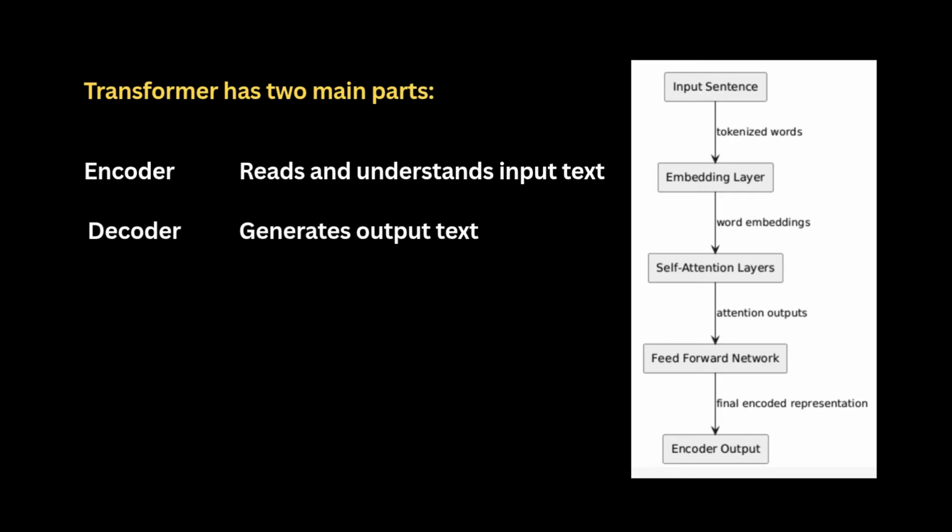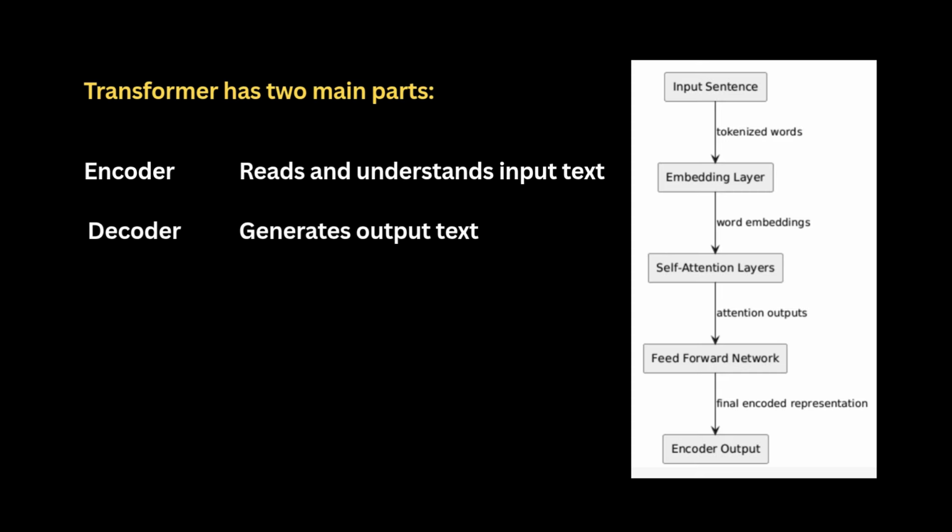Now let's understand the basic transformer architecture, how it looks. It mainly consists of two parts, the encoder and the decoder. The encoder reads and understands the input text that you provided, and the decoder generates the desired output. Internally, we have the input sentence, then embedding, then self-attention, then feed forward, and then the encoder output, which is the final output.